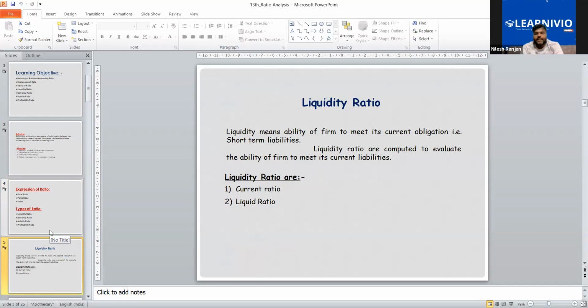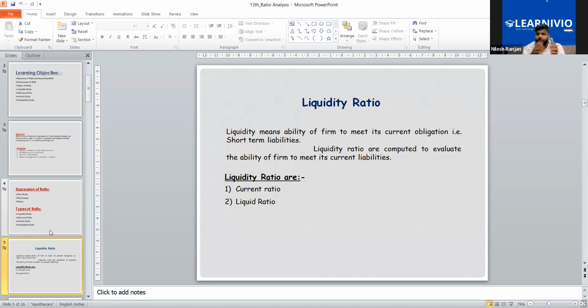Okay. So the first one is liquidity ratio. You can see here, liquidity means ability of firm to meet its current obligation, that is short-term liabilities. Liquidity ratios are computed to evaluate the ability of firm to meet its current liabilities. Current liabilities means trade payables, short-term borrowing, and other current liabilities. So if a company has enough cash or bank balance, or assets which can be converted in cash very easily, then only it has a better liquidity position.